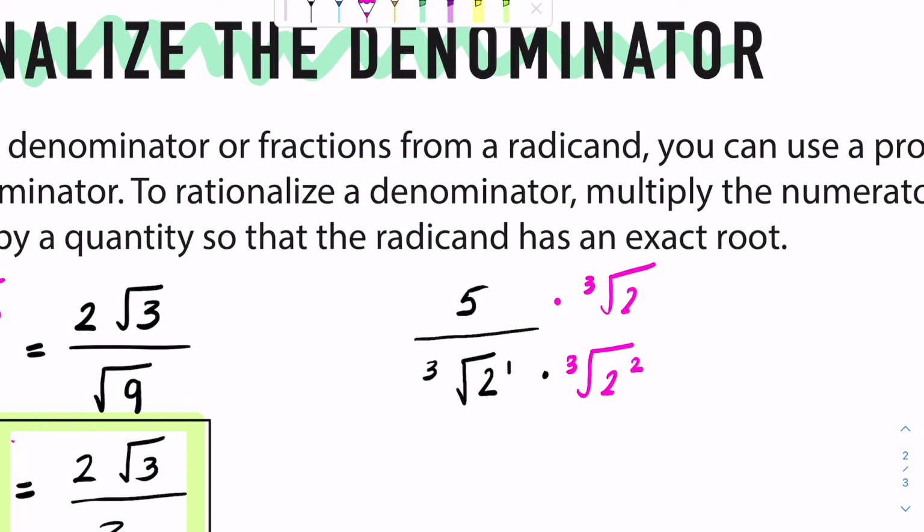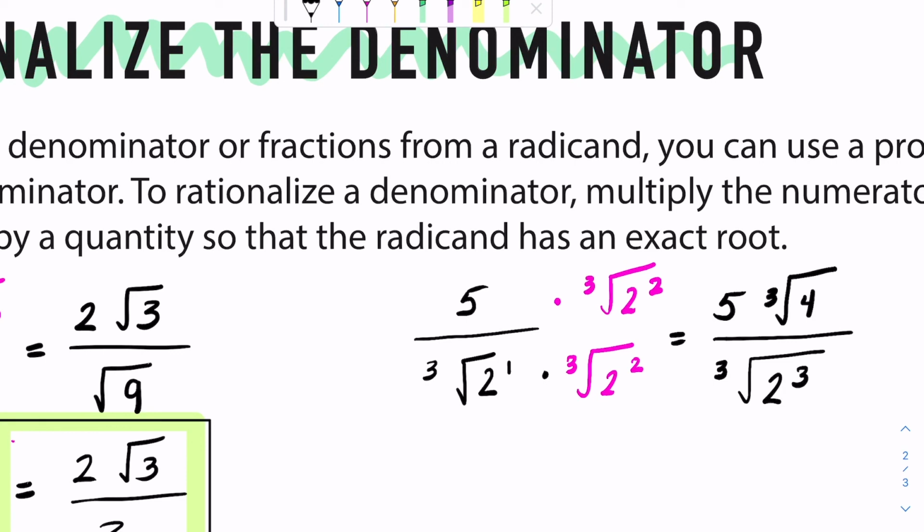Multiply the top by this number as well. The numerator becomes 5 times the cube root of 4. The denominator becomes the cube root of 2 cubed. That's what we were looking for. We originally had 2 to the power of 1, multiply it by 2 to the power of 2, now we get 2 to the power of 3. This simplifies to 5 times the cube root of 4 divided by 2.